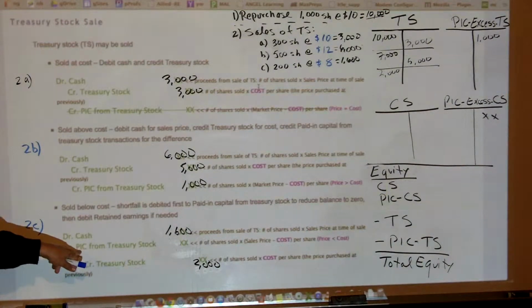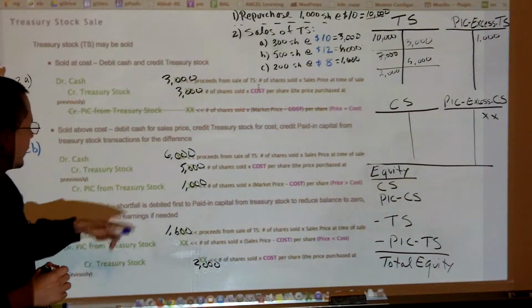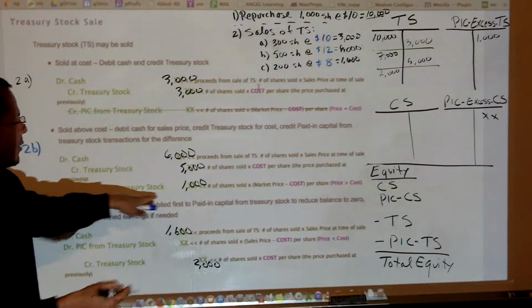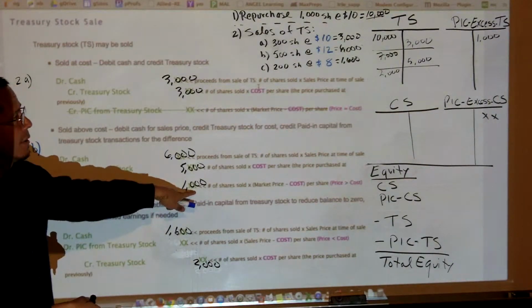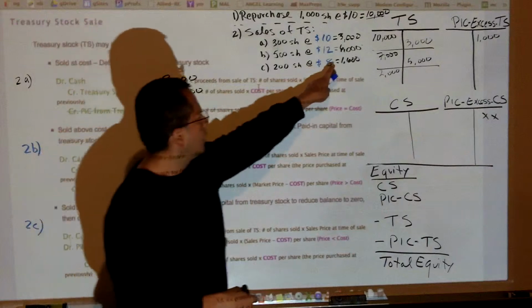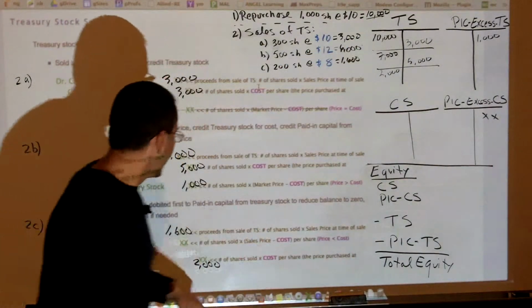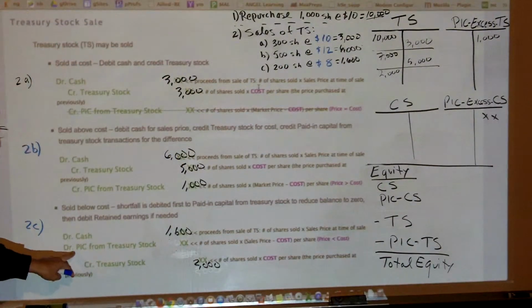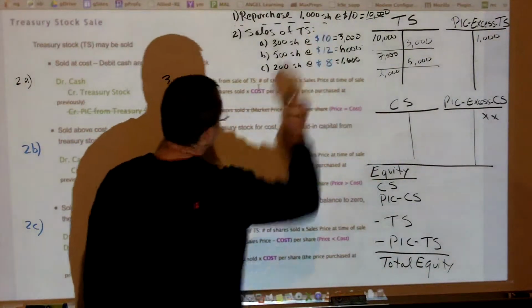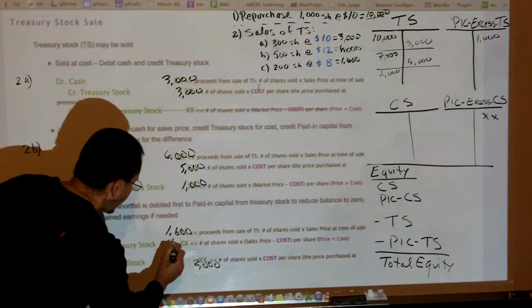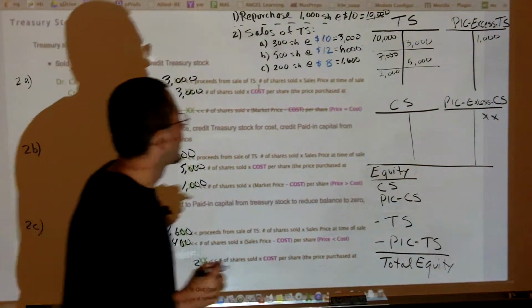And then the PIC, in this case, will be debited. See how when we have an excess, we reflect that as a credit. If we have a deficiency, such as in this case, a $2 difference between the $8 price and the cost of 10, that's a debit to the PIC in excess of treasury stock account. So as you can imagine, 200 times 2, that will be $400 that we debit it by.